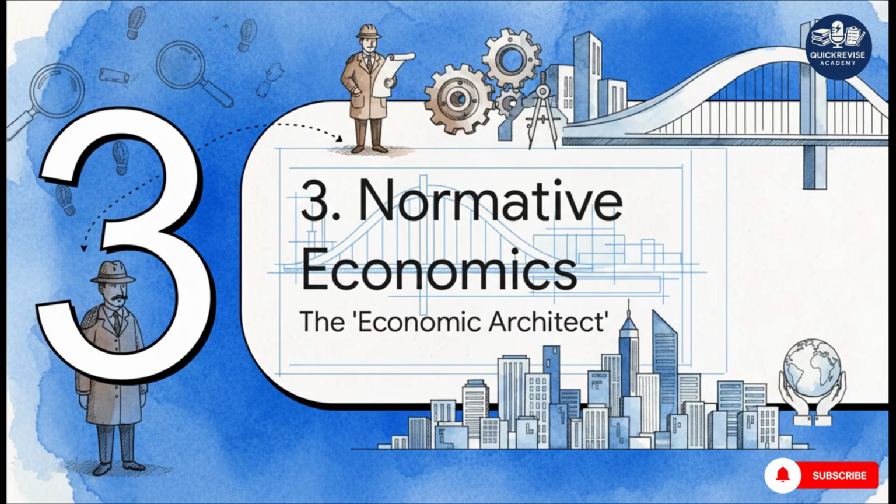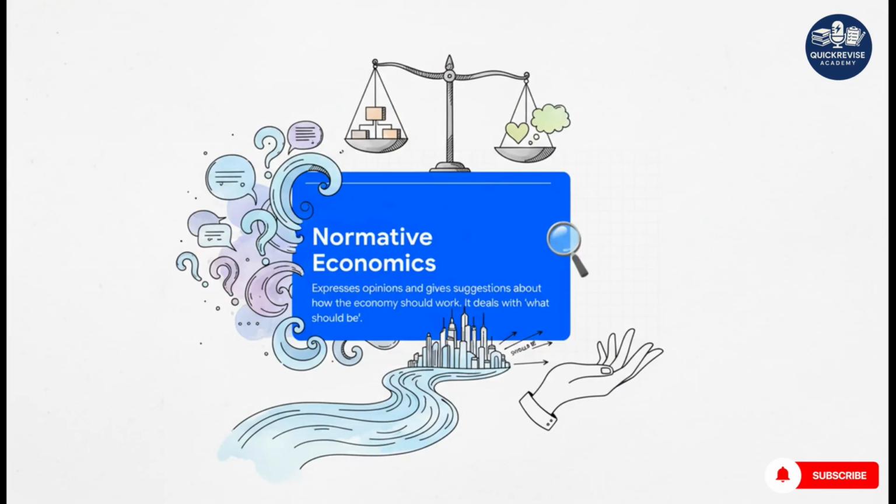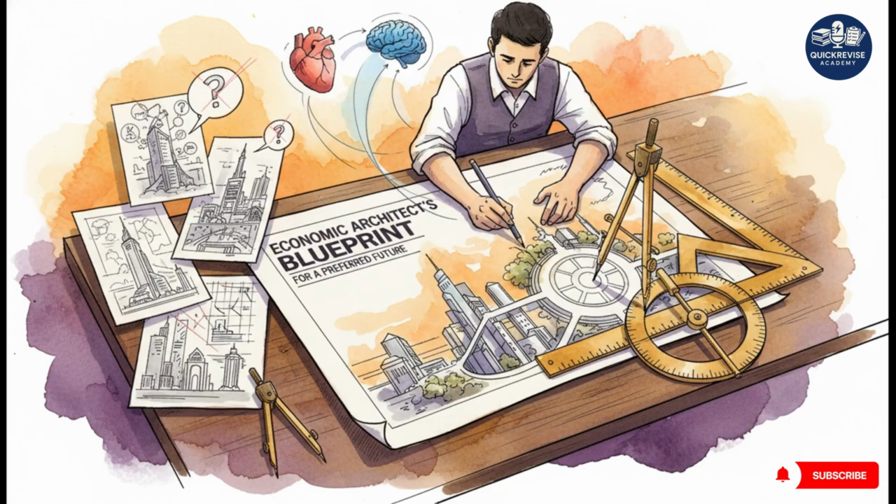If positive economics is about being a detective, then normative economics is where we meet the economic architect. Now, their job isn't to describe the world as it is, but to dream up a blueprint for how it should be. And the formal definition here makes this crystal clear. Normative economics is all about value-based statements, what the economy should be like. It's full of opinions and judgments, and it focuses on what ought to be instead of what is.